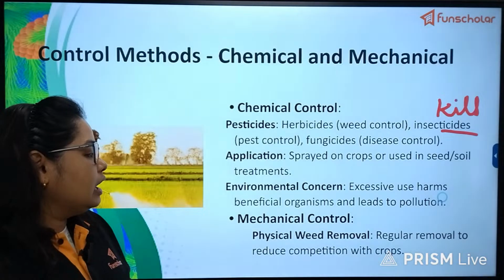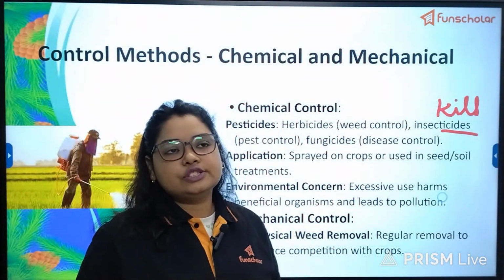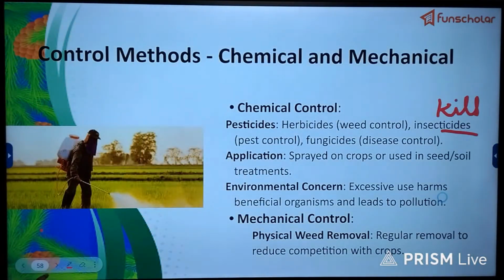Mechanically, we can remove the weeds by our hand, which is called weeding, but this method is very cumbersome, because for a large crop field it is not possible; it is not a feasible process.